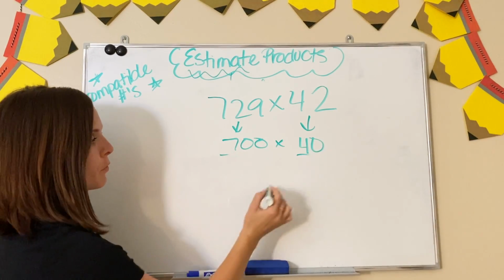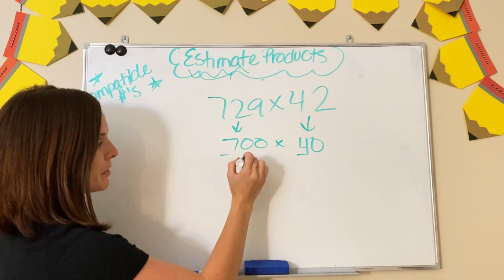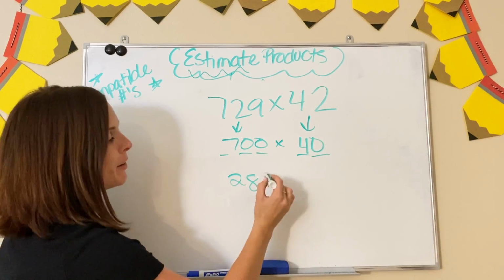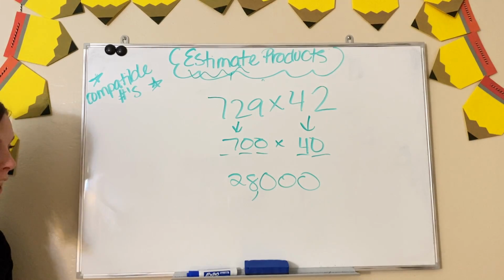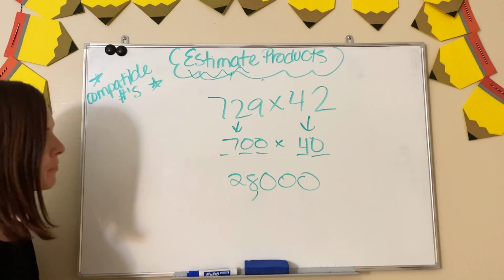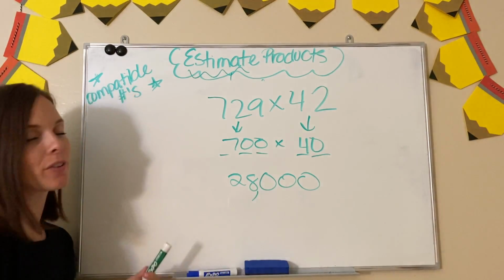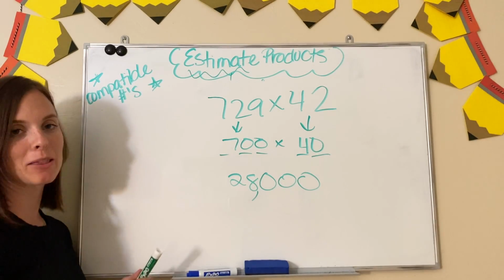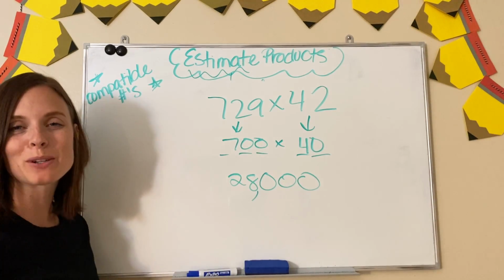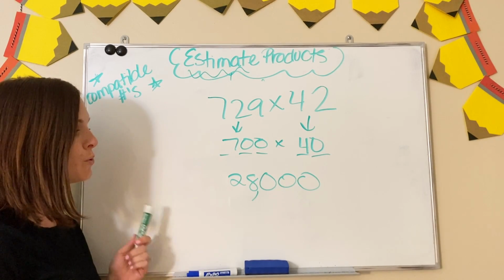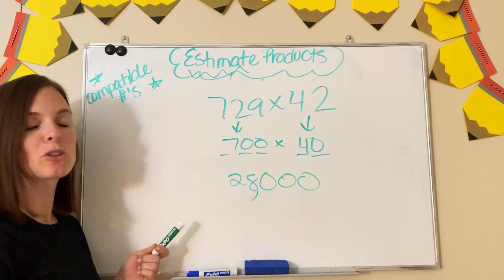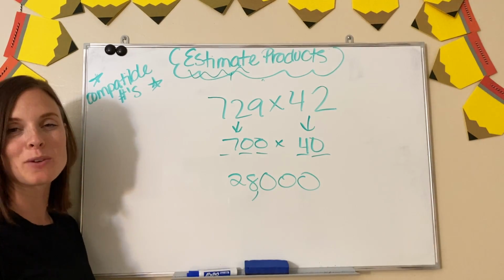What's 7 times 4? That's 28. And how many zeros? 1, 2, 3. So our answer might come out to something around 28,000. And that's essentially all you're doing for this lesson if it asks you to estimate the products and work with compatible numbers. I hope that was a good lesson for you guys, some good tips on how to use patterns, and just make sure that you're rounding properly so that you get the right answer.